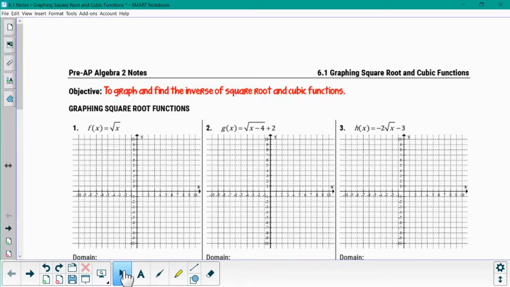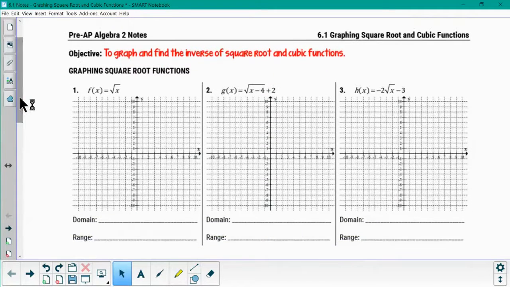Welcome to 6.1, Graphing Square Root and Cubic Functions. We're going to graph and find the inverses for both. So let's go ahead and get started with our square root parent function. I'm going to quickly sketch our points of interest.